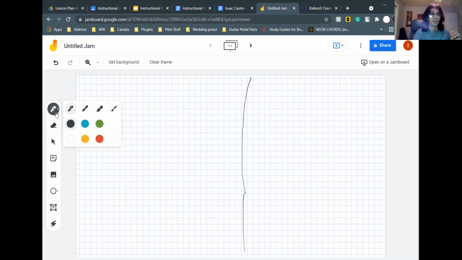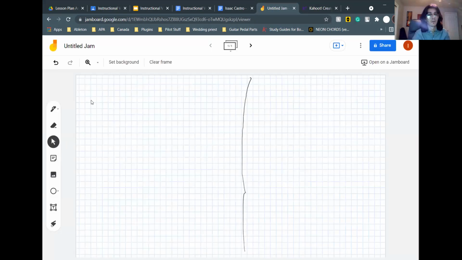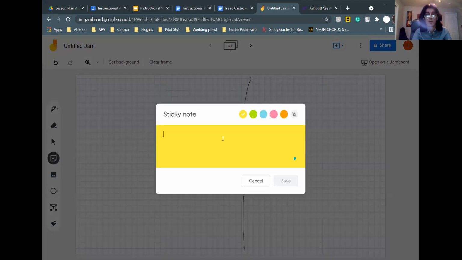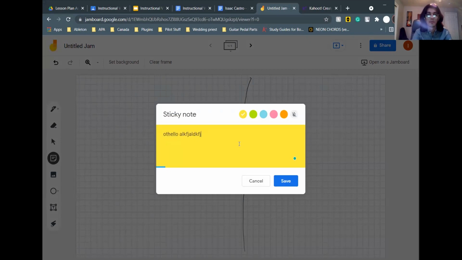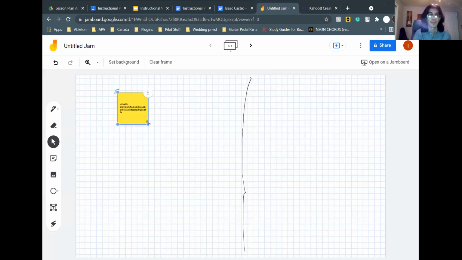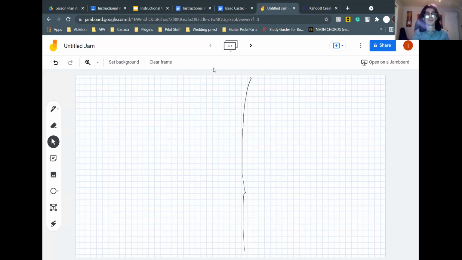Once you want to start, you just click the sticky note, you write something, and then you put it wherever you want, and you can just drag it everywhere. You could write as much or as little as you want. You can also make it bigger so you can see it better. Basically, students are going to be doing two of these.